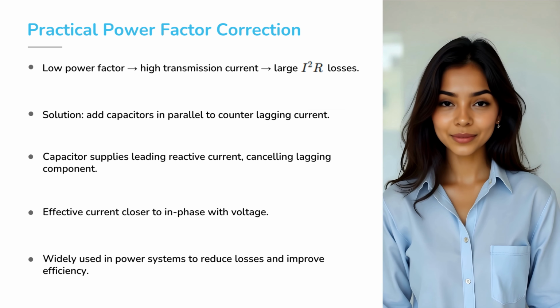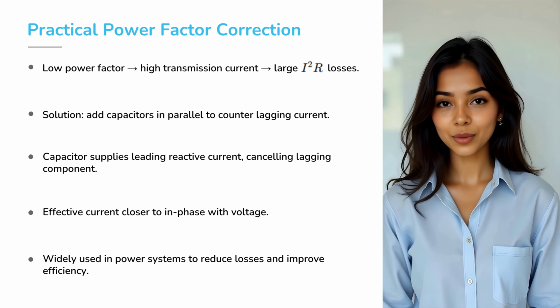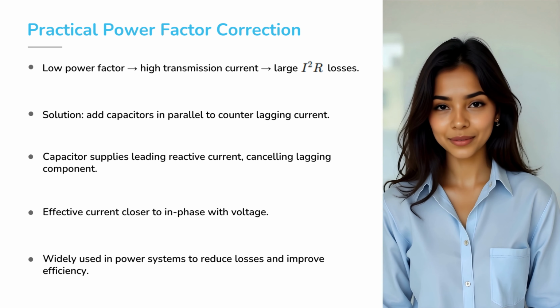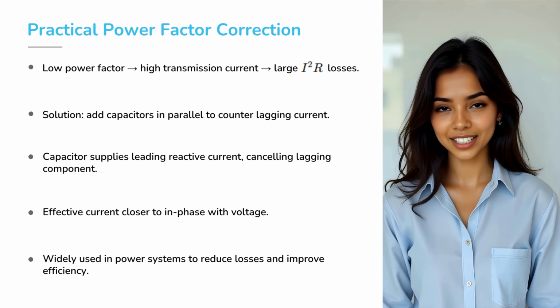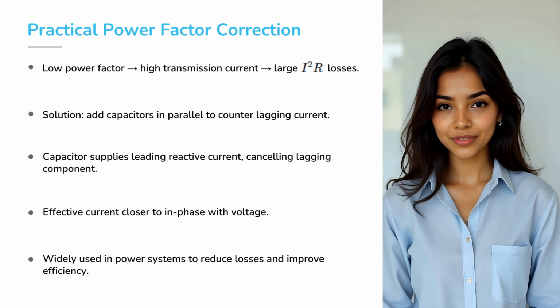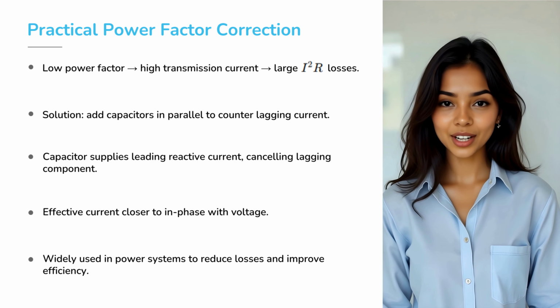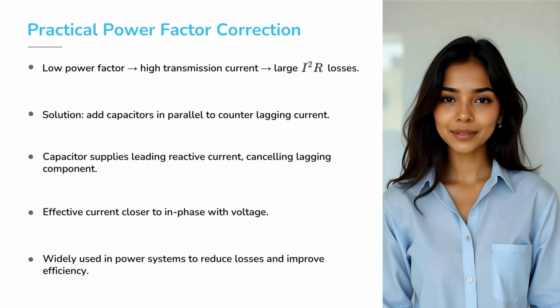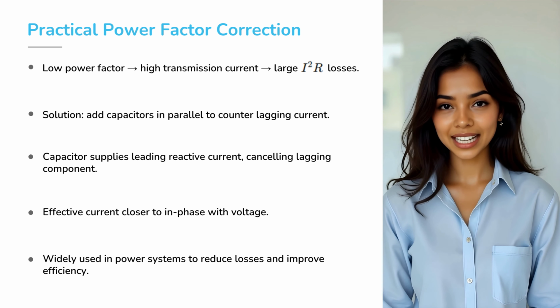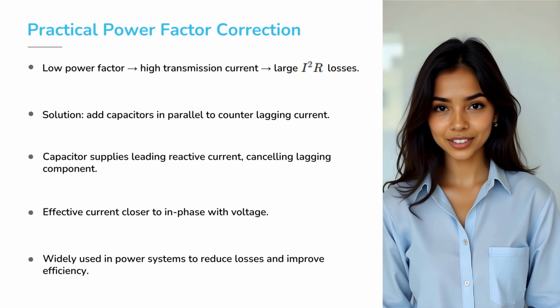Hello everyone. Have you ever wondered why electricity boards often insist on maintaining a good power factor? It's not just a technical detail, it's the secret to reducing energy wastage and saving money. When the power factor is low, the transmission current becomes unnecessarily high. That means large I squared R losses, wasted energy in the form of heat in wires.